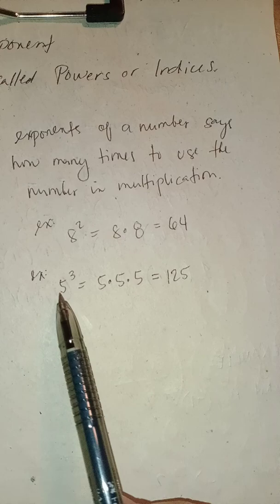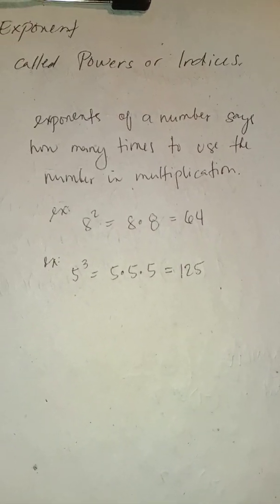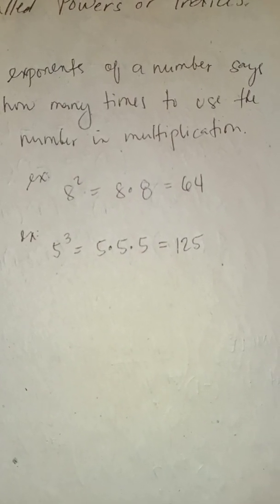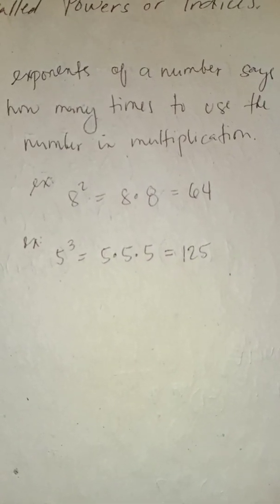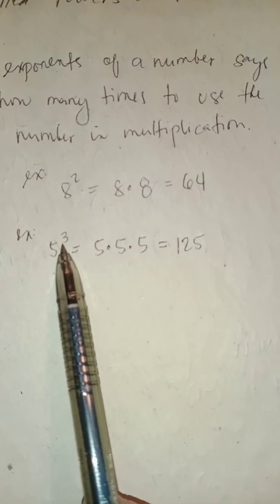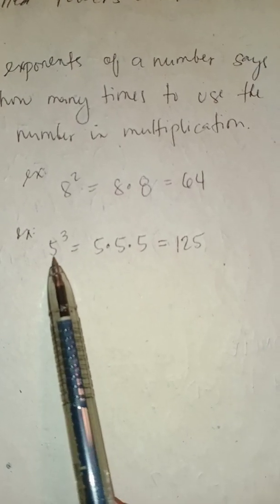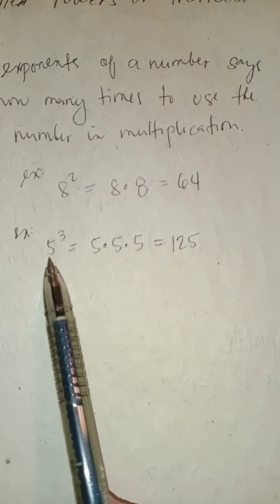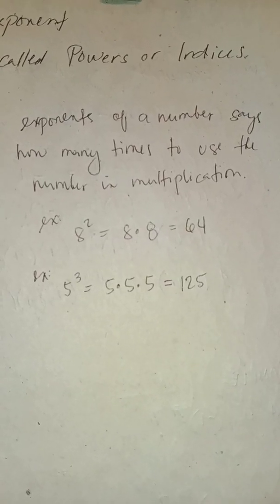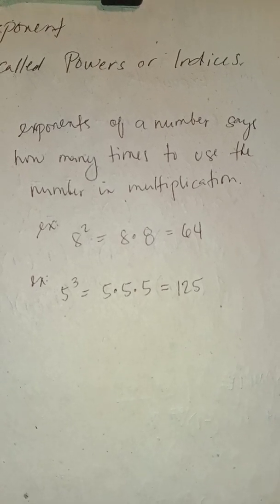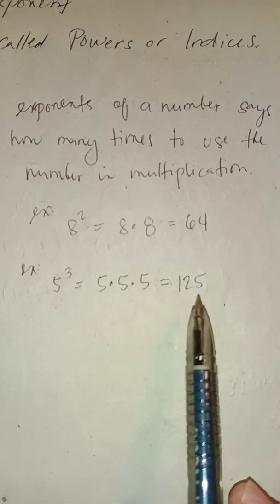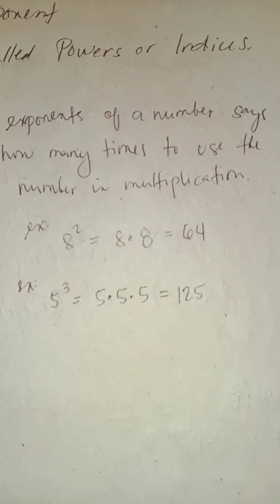Now, another example. 5 raised to the power of 3 or 5 cubed. Ganyan yung pagbasa dyan. So, ibig sabihin, 5 times 5 times 5. Tatlong beses i-multiply yung 5. 5 yung base, di ba? 3 is the exponent. Tama? So, tatlong beses daw i-multiply yung base na 5. So, 5 times 5 times 5. 5 times 5, 25. 25 times 5 equals 125. So, ganyan po siya.